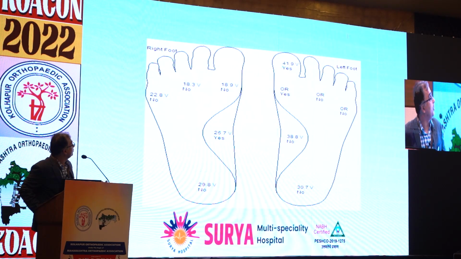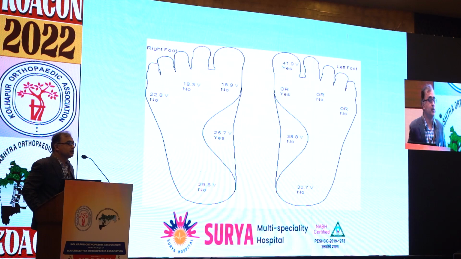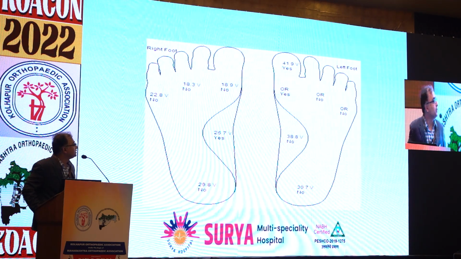On the right side, I have put a more or less normal foot. Less than 15 is normal. 15 to 25 is early neuropathy. 25 to 40 is moderate neuropathy, and above 40 is significant or end-stage neuropathy. So on the right side, you can see everywhere there are no responses felt, and the left foot I have presented. These are actual lab studies done in my lab.